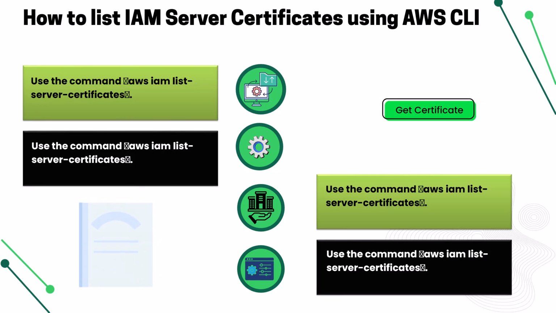Want to see all your IAM server certificates? Just run aws iam list-server-certificates. It's like checking your fridge before grocery shopping. This command lists all certificates, showing details like ID and expiration. Keeping track of them ensures you don't end up with expired certificates causing security issues. So let's list and manage them smartly.